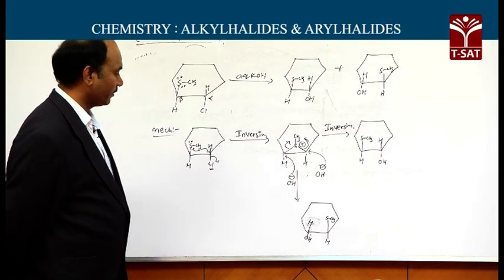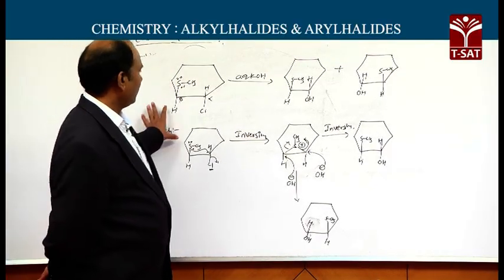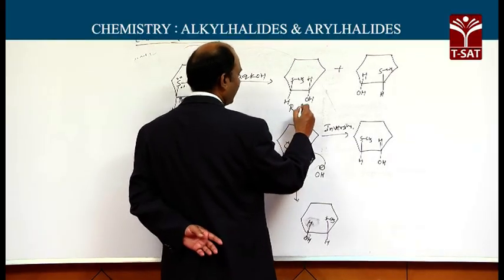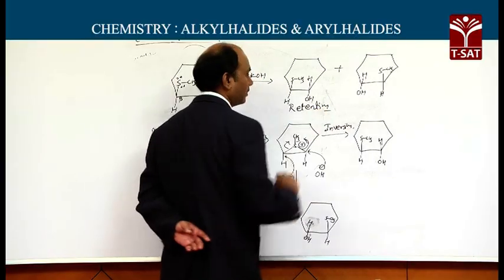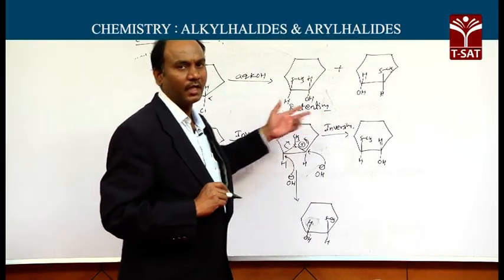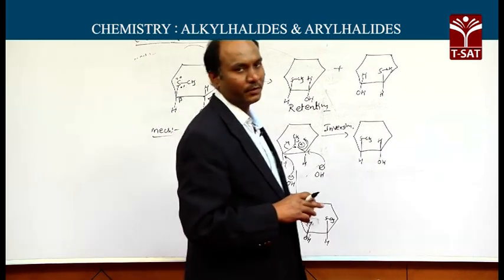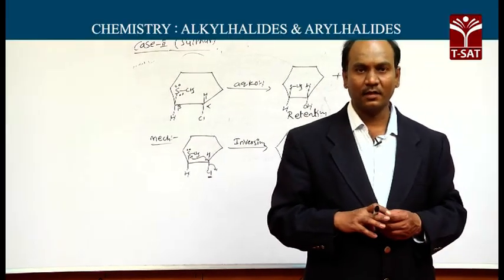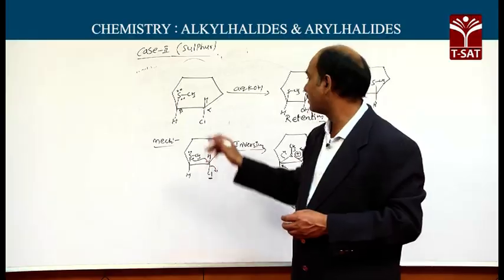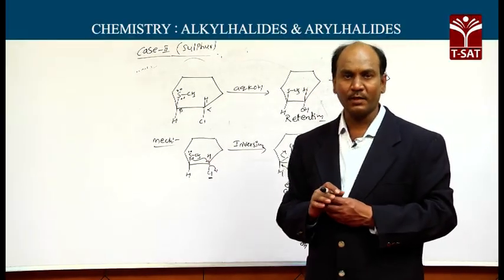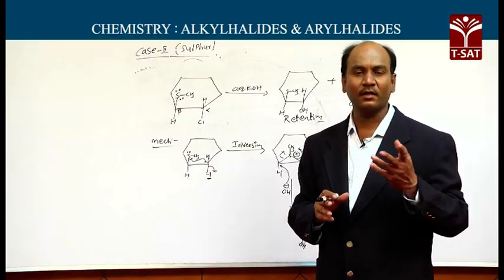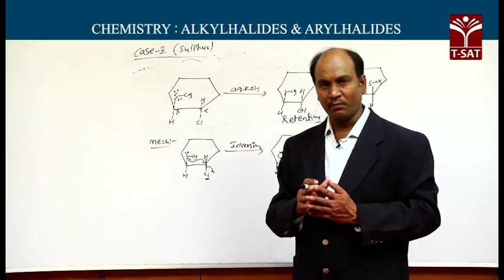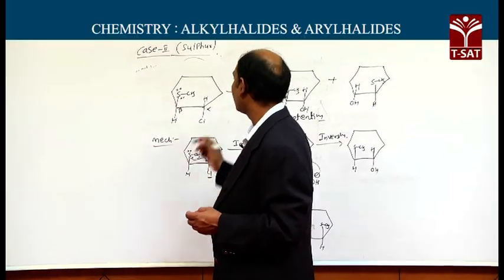This is a neighboring group participation reaction. Here in this example, inversion, and the final product is retention. This is a retention product. That is the abnormal product, this is the normal product. In neighboring group participation, two inversions take place. The final one is retention of configuration. So here sulfur is acting as a nucleophile. In case 1 we discussed using nitrogen as a nucleophile, an internal nucleophile. That nitrogen acts as a nucleophile. So that is neighboring group participation. Here this is also neighboring group participation.